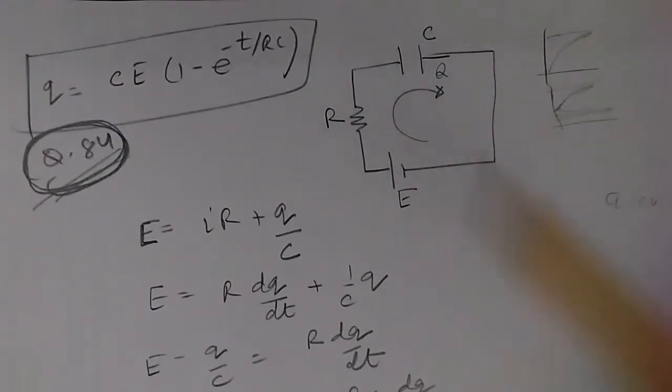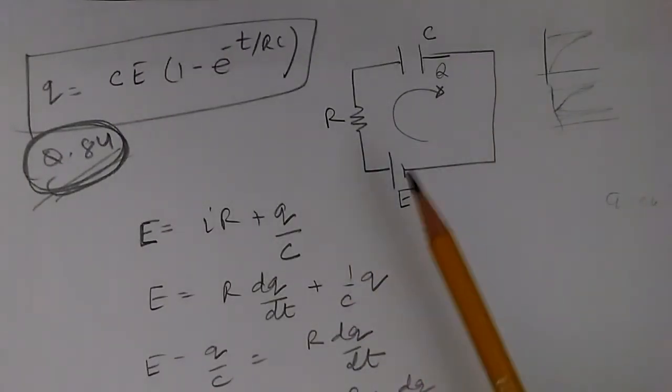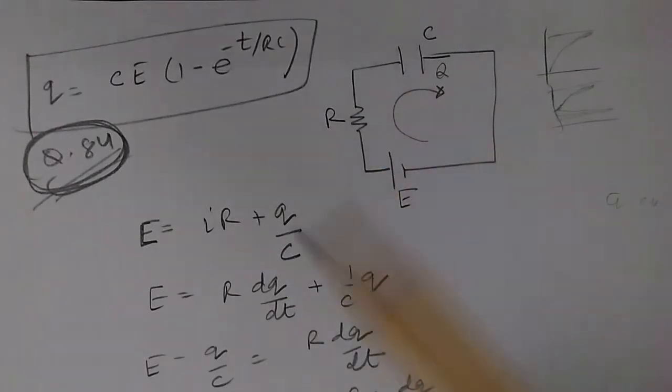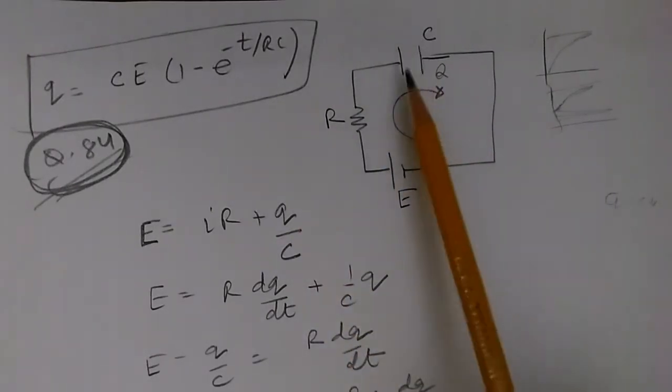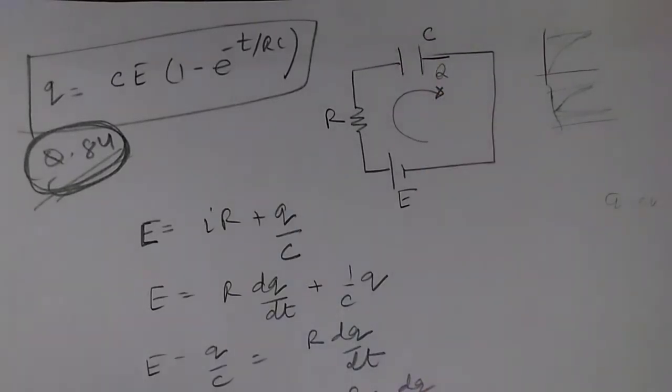solve this problem. The solution is going to be pretty much the same as the derivation of the charging of the capacitor, except that the initial conditions are different, which is that at t equal to 0 we have a charge Q which is non-zero.